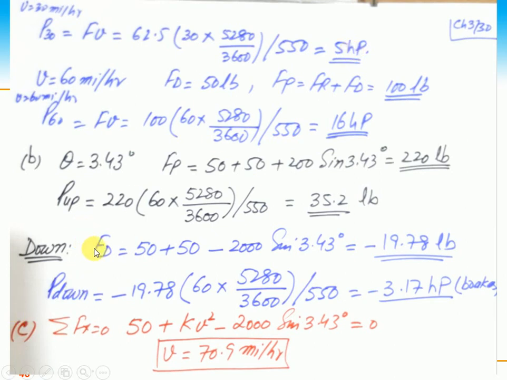Now similarly for down, Fd is equal to 50 minus 200 sin 3.43, of course with weight in the downward direction. It is minus 19.78 pound, and P down is equal to minus 19.78, and then I multiply with the velocity and divide by 550, and we get only minus 3.17 horsepower. So this is the braking power, basically negative power required to slow down.